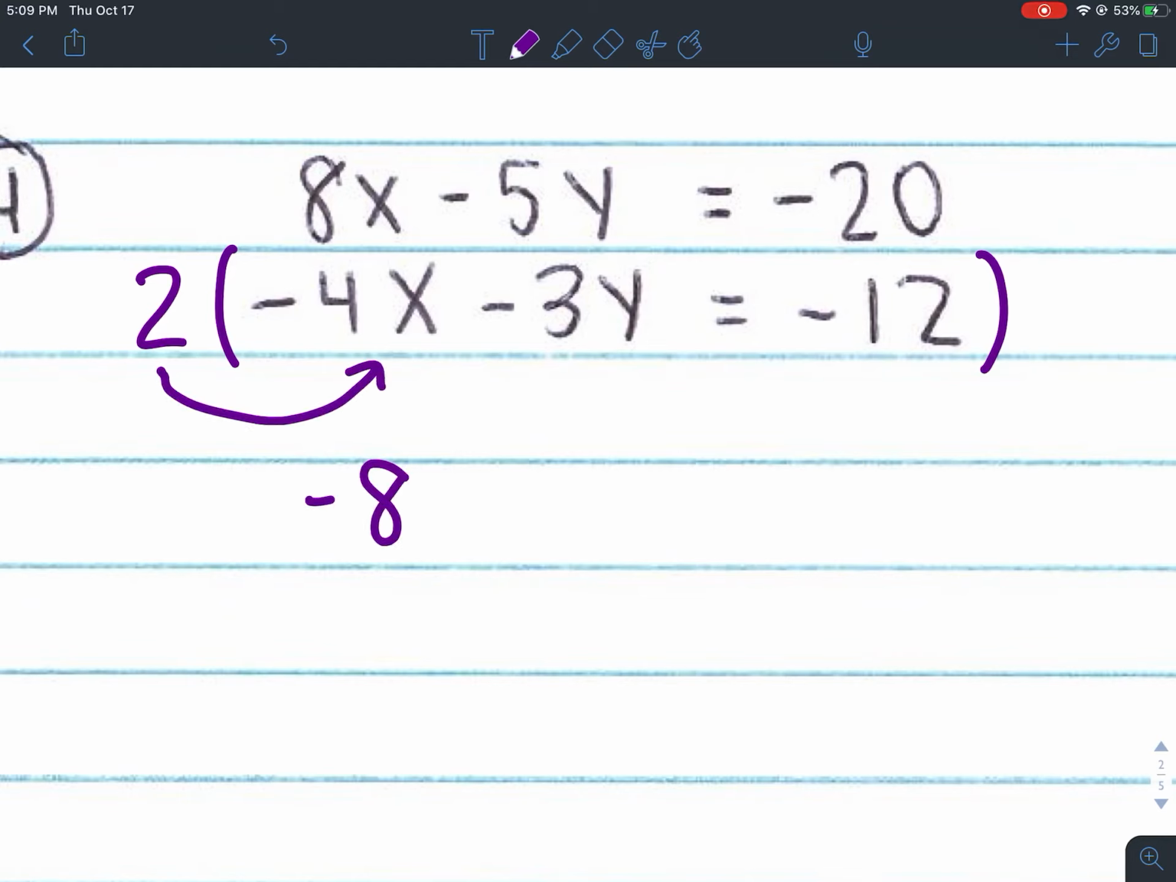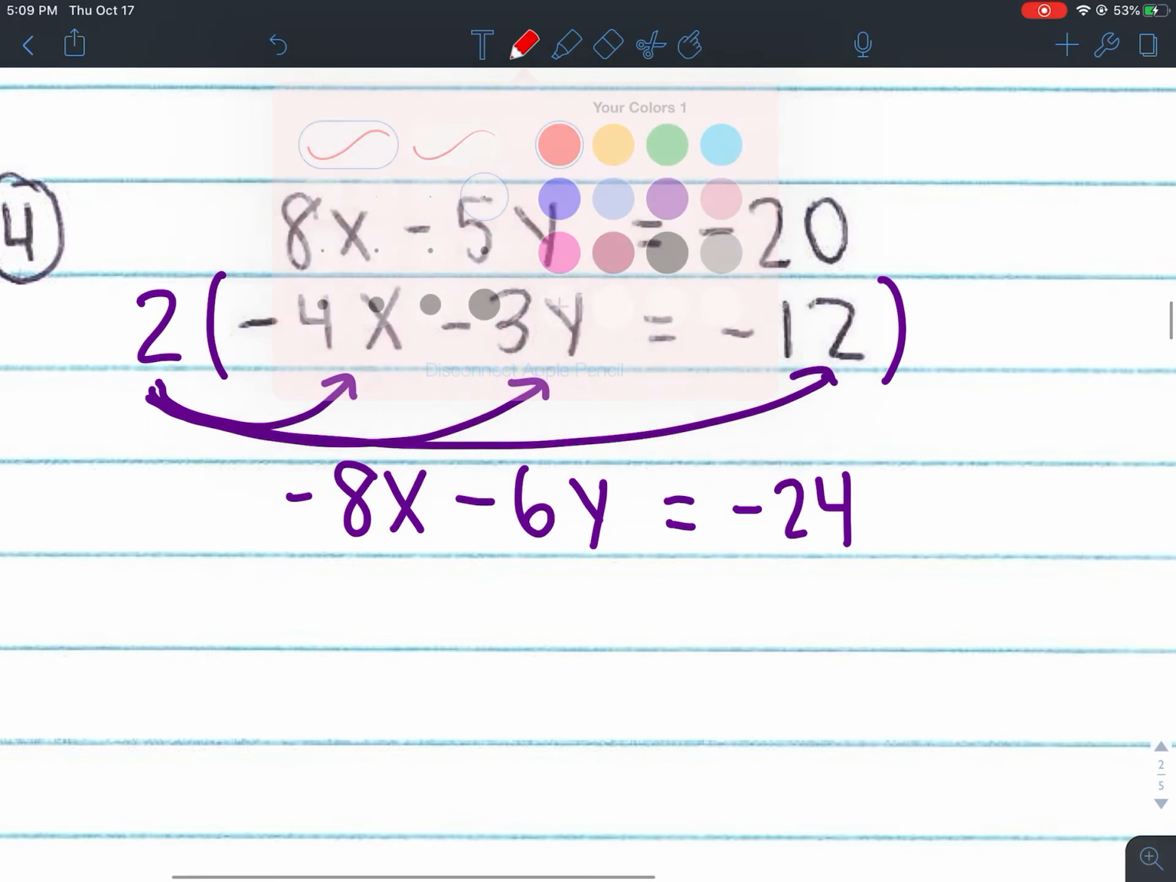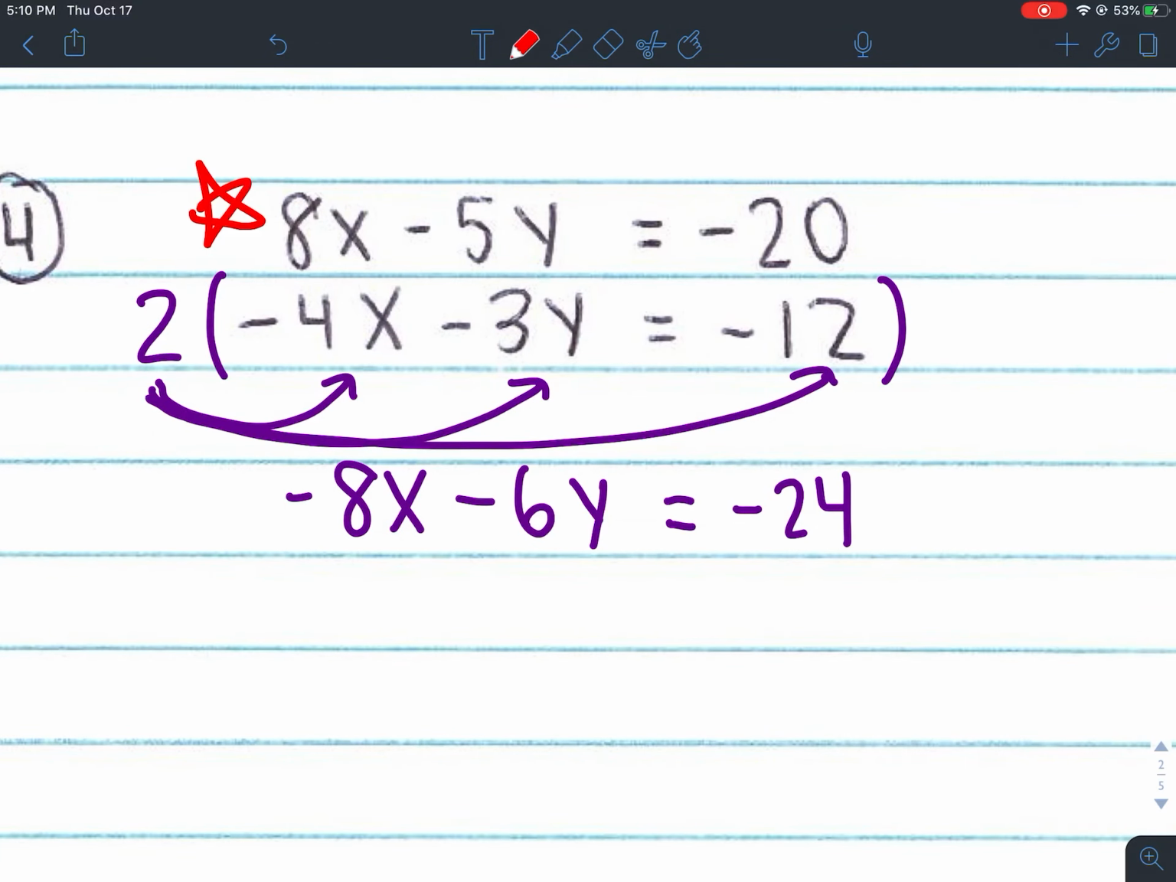So we're doing 2 times negative 4. That's going to give me negative 8x. 2 times negative 3y, which is negative 6y. And 2 times negative 12, which is negative 24. Okay? And then I'm going to star the first equation because I'm going to bring it down to the bottom so I can have them stacked on top of each other. So I'm just copying down that first equation.